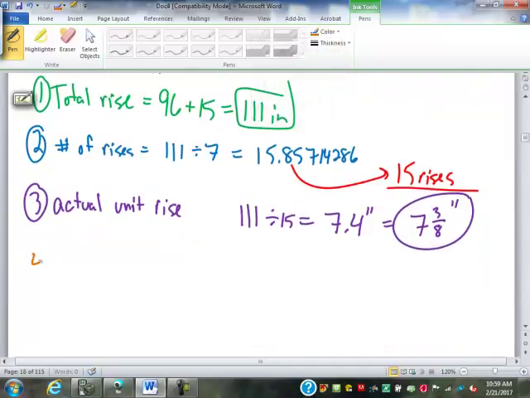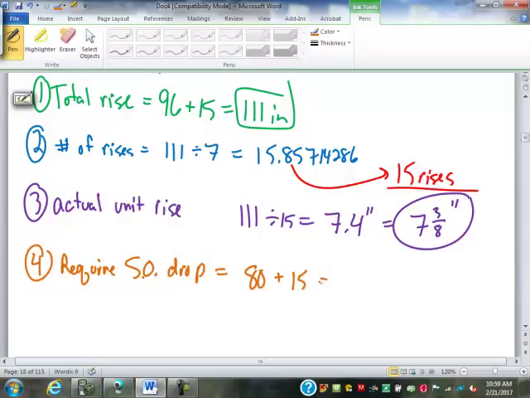Next, step 4. Required drop for stair opening, right? SO stands for stair opening. So required stair opening drop: 80 inches for head clearance plus 15 for floor thickness. Yeah, 95 inches.